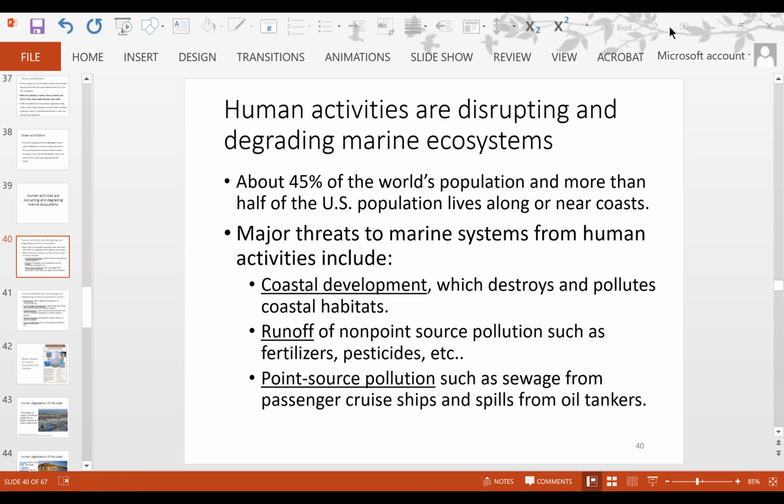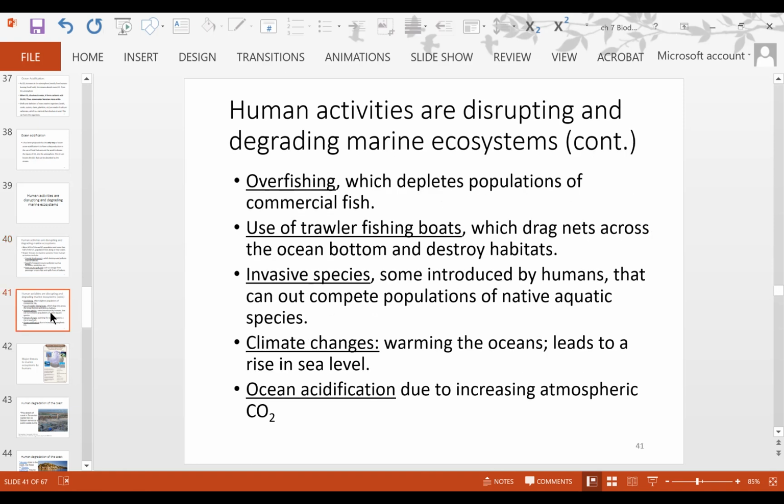And that's going to include coastal development, which destroys and pollutes various coastal habitats, runoff from non-point source pollution, such as fertilizers and pesticides, and point source pollution, such as sewage from passenger cruise ships and spills from oil tankers. Overfishing, which depletes populations of commercial fish.